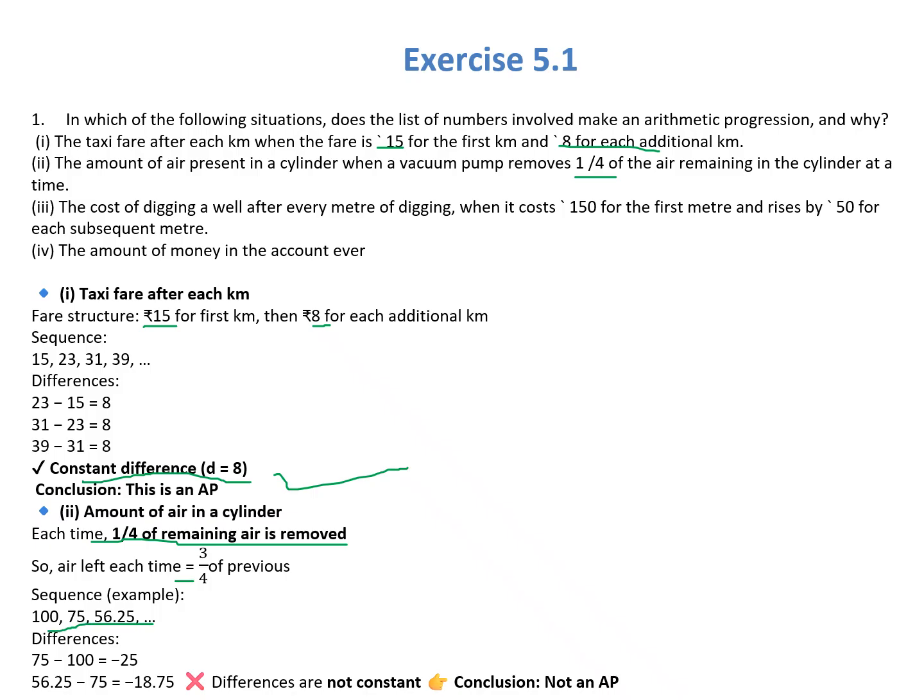So every time the application of 1 by 4 is not on the base value, it is on the reduced value. For example, if air was 100 and then we have removed the 1 by 4, it has now become 75. Now again when we have removed 1 by 4 of 75, the air would become 56.25. So the difference between the first and the second is 25, but between the second and the third it is not 25. So the constant difference is not the same, and hence this is not an AP. So we move to the next slide.